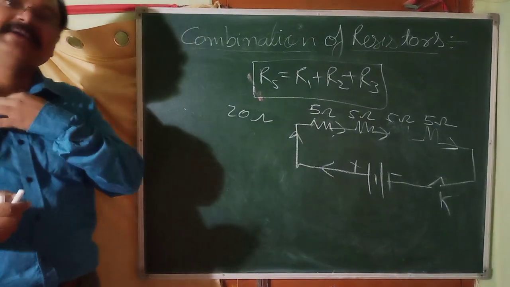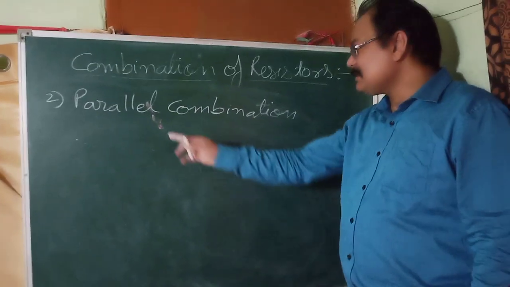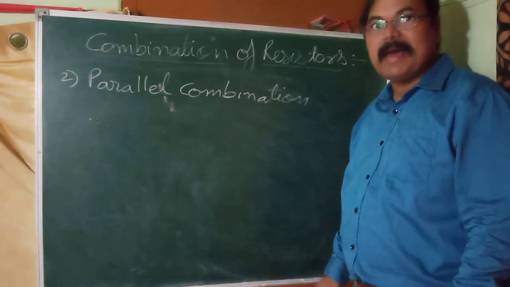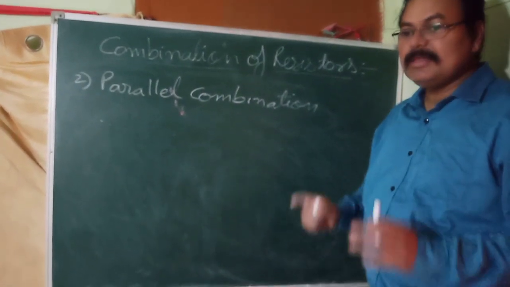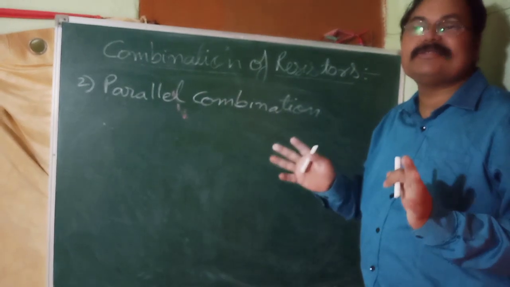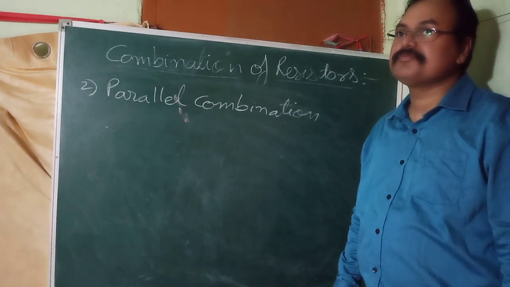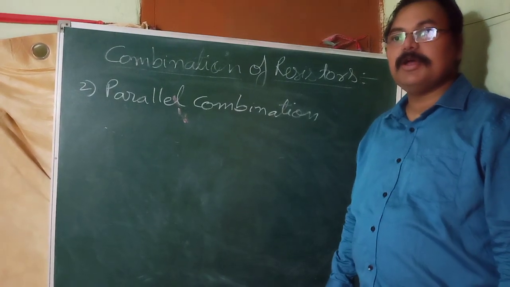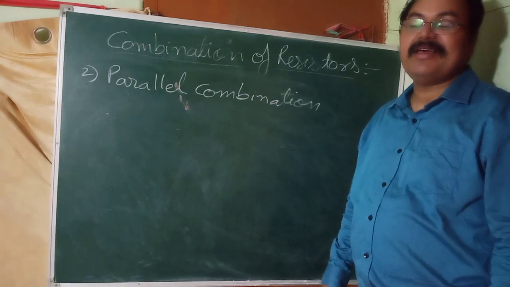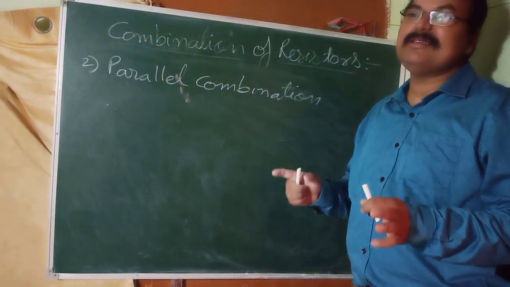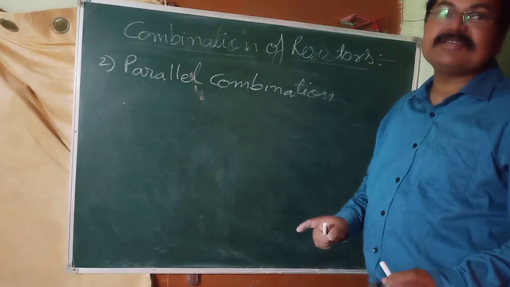Okay, so next is parallel combination. Now what is parallel combination? Start writing. The combination of resistors in which potential difference across each resistor is same. Potential difference across each resistor is same.